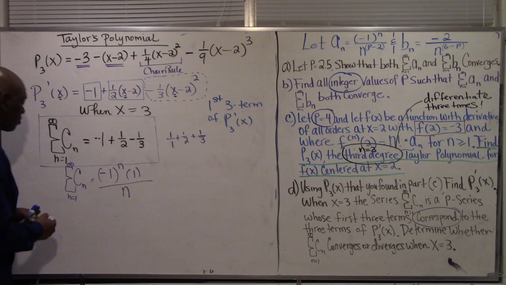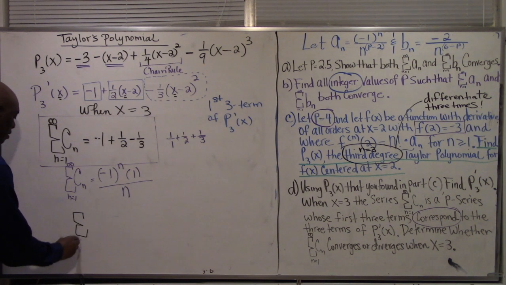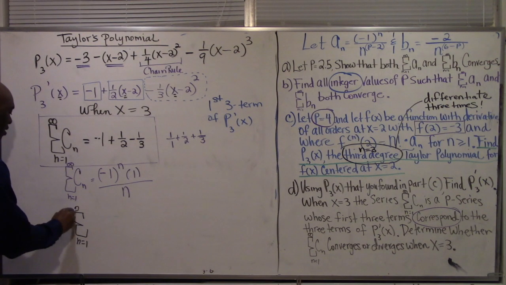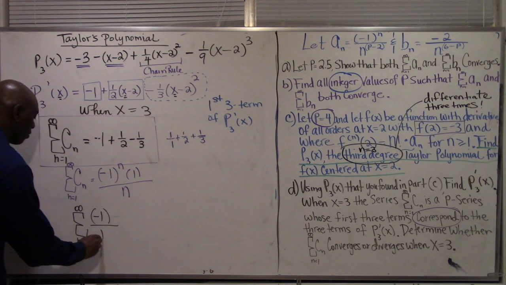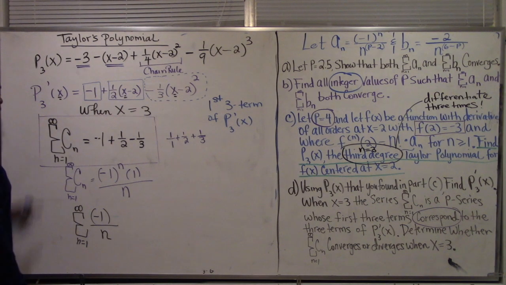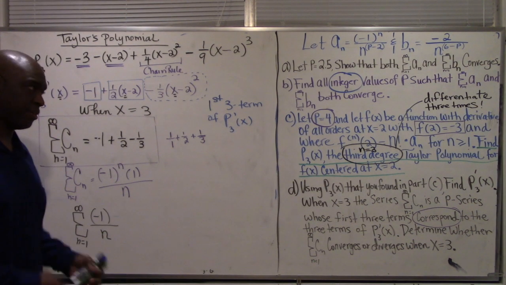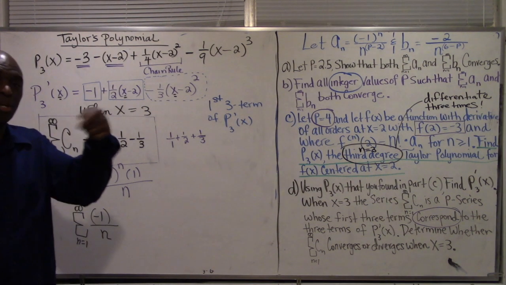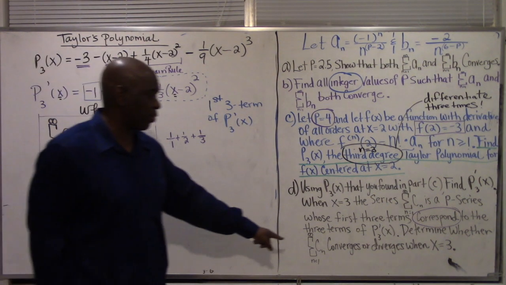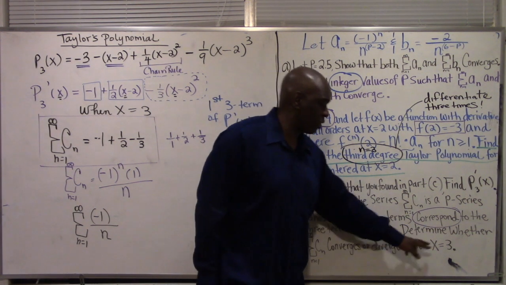That's what Cn is. So I'm looking at the series as n equals 1 to infinity of negative 1 over n. That's what Cn is. Negative 1 over n. I have an alternating series. And the question is, does this alternating series converge or diverge? That's what they want to know. They want to know, does it converge or does it diverge when x equals 3?